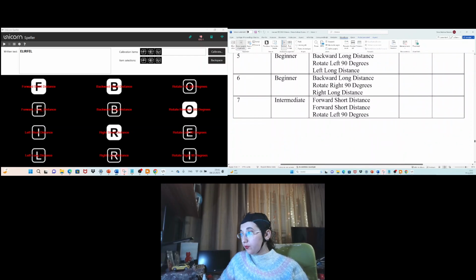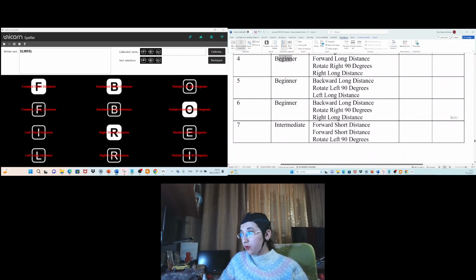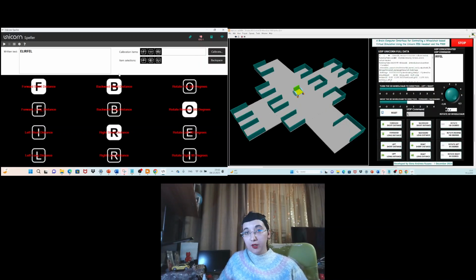Let's continue with the 4th experiments, beginner level. So here we have forward long distance, rotate right with 90 degrees, and right long distance. Okay, forward long distance, rotate right 90 degrees, and right long distance. I'll focus my attention and I will select these commands.